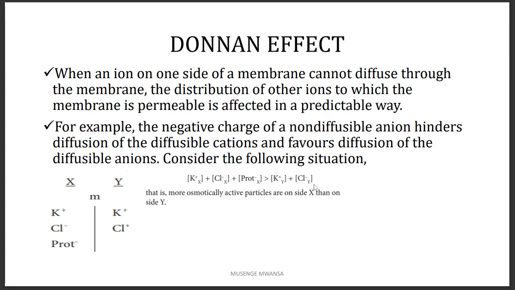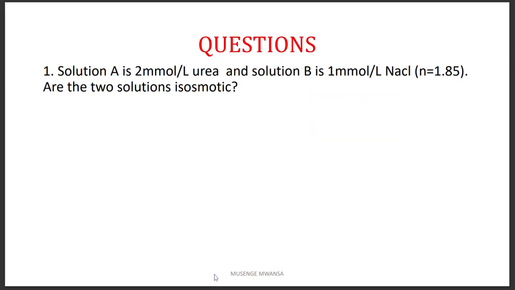And so we are going to be able to see this equation. The concentration of potassium plus the concentration of chloride ions plus the concentration of proteins, this is inside the cell. This is going to be greater than the concentration of potassium and chloride outside the cell. This is the Donnan effect.